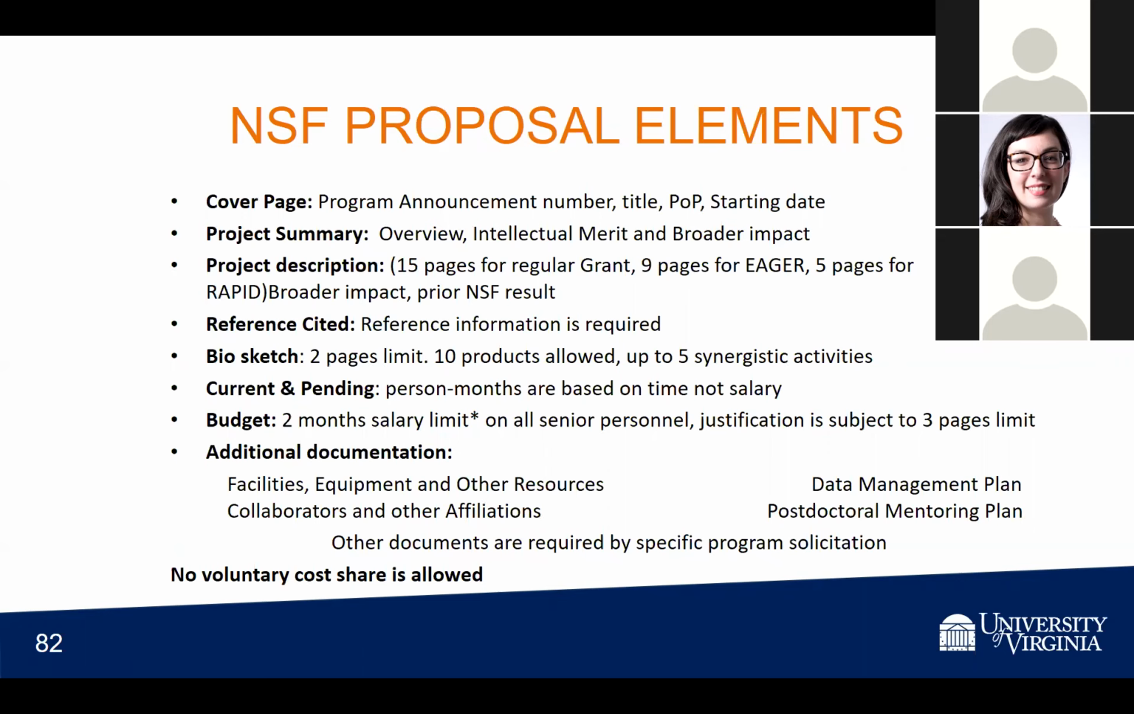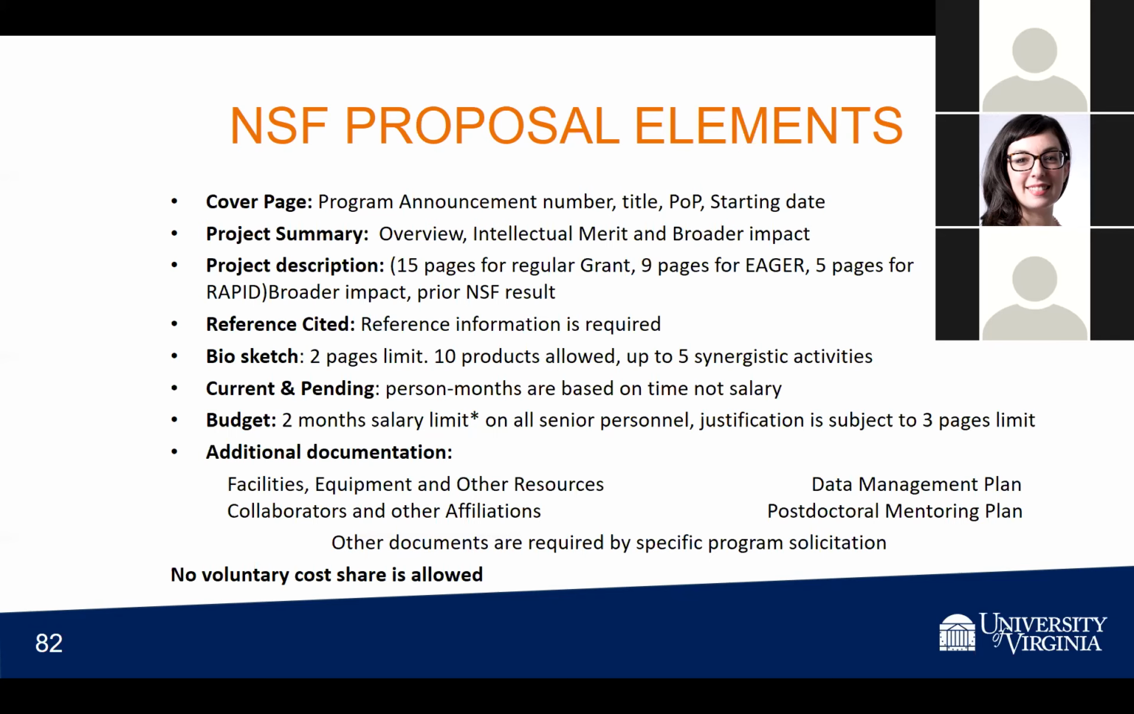NSF proposal elements. These are the standard things that are required. And we'll talk a little bit about FastLane and research.gov in a second. There's a cover page that has the program announcement number, title, period of performance, start date. The project summary needs to include an overview and then sections about intellectual merit and broader impact. The project description is typically going to be 15 pages, but for some of the other mechanisms like the EAGER and the RAPID, there are reduced page limits, 9 for the EAGER, 5 for the RAPID. It's going to have broader impact and also results from prior NSF funding if applicable. There's going to be a references cited section.